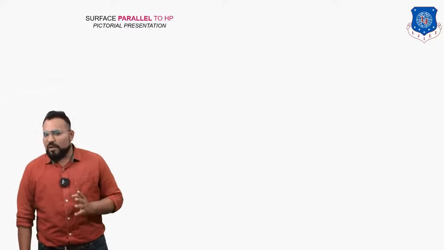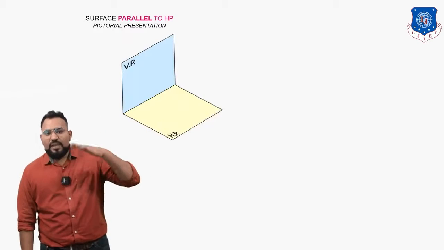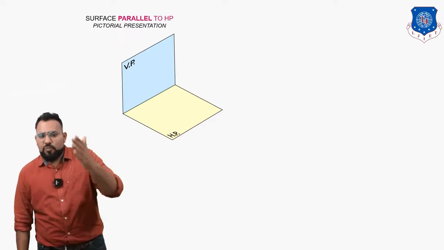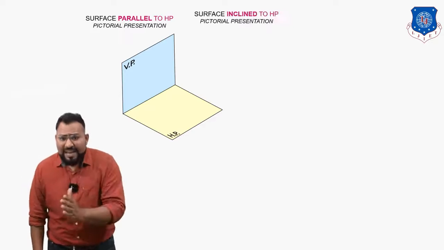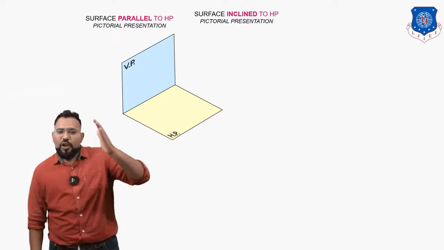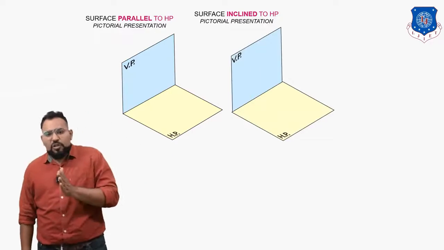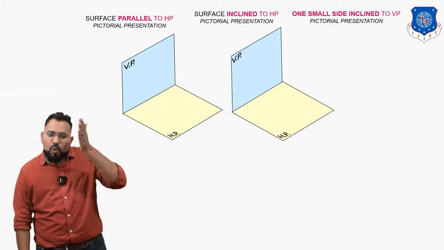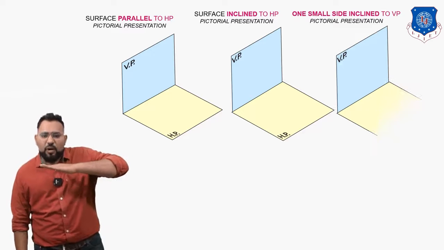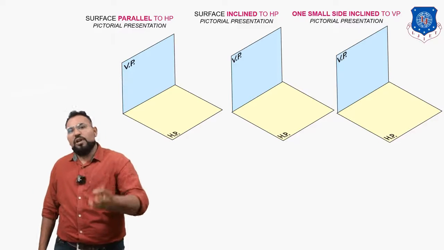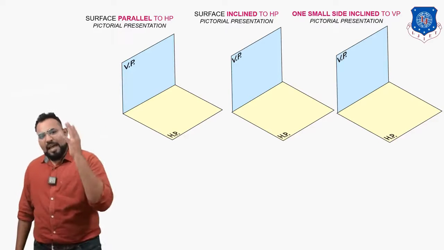Now I am going to take three pictorial presentations. In the first pictorial presentation, I am going to take one 2D surface, or you can say one plane surface, parallel to HP. We are having HP and VP. In the second pictorial presentation, I am going to take one surface inclined to HP, and in the third pictorial presentation, I am going to take one plane surface inclined to VP.